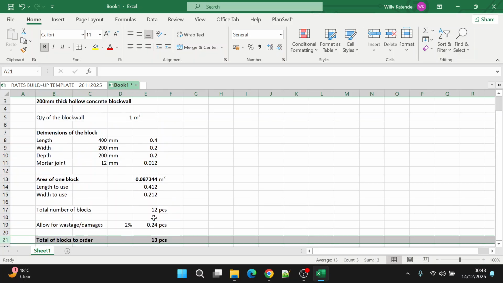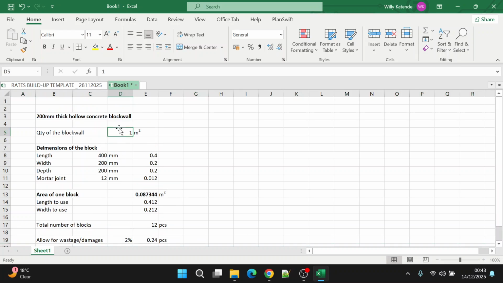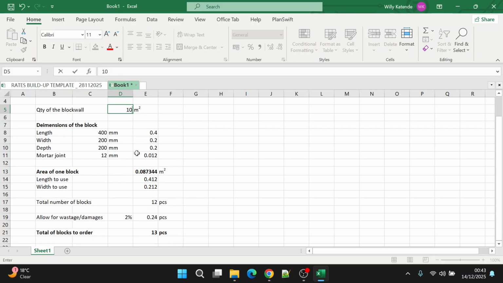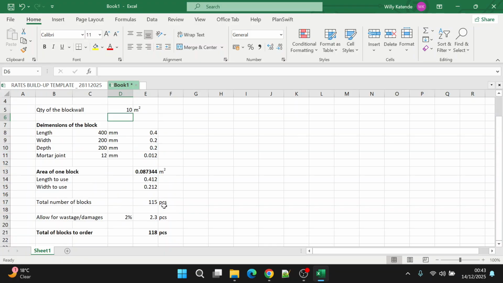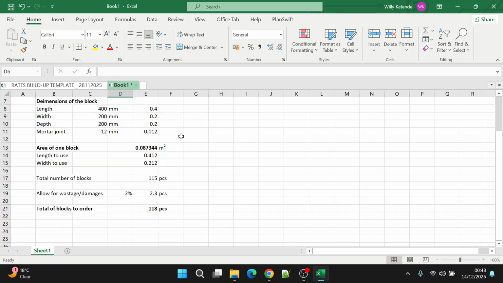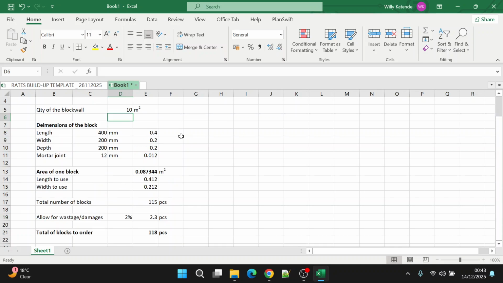Whenever you change here, say if you want to estimate the number of blocks required in 10 square meters, you get 118 pieces that you require for 10 square meters.